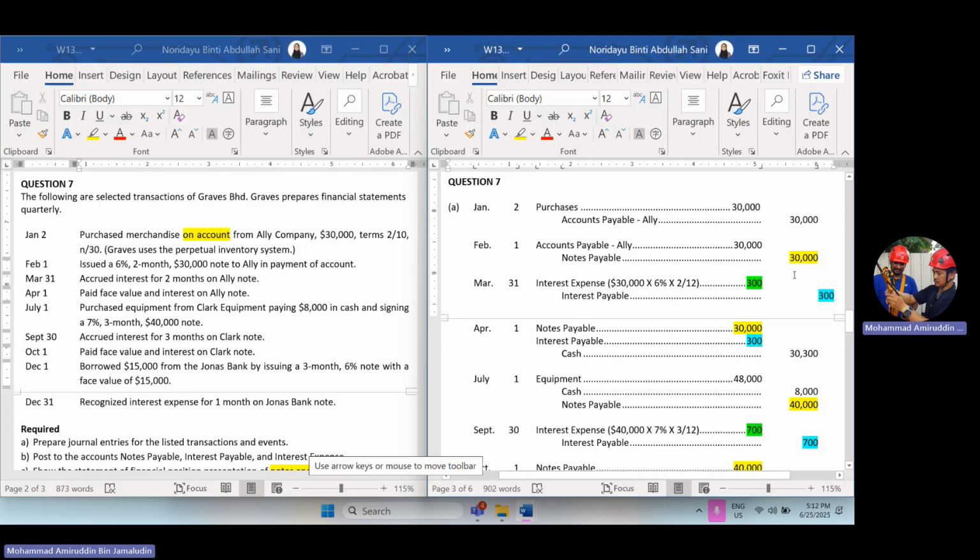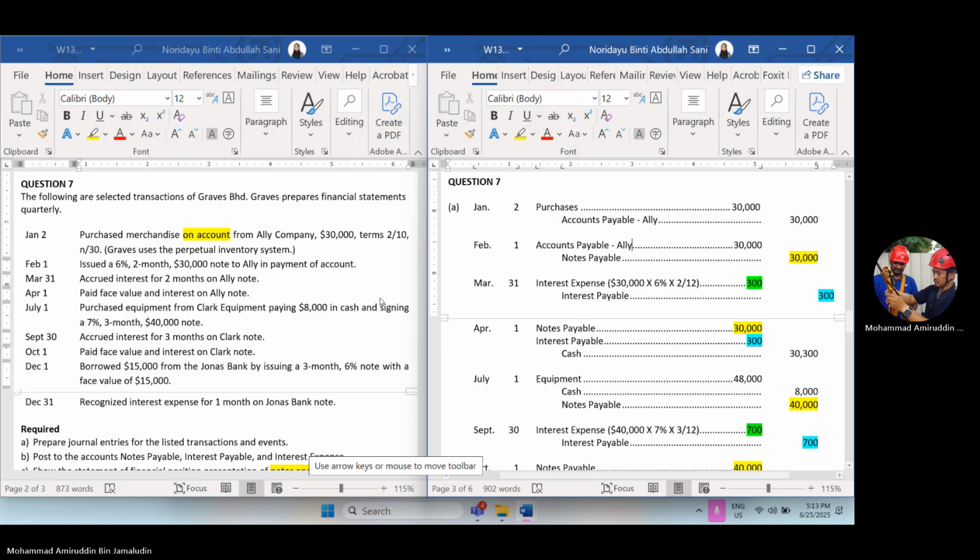Sometimes on the day of the transaction itself, the company issues the notes payable to the vendor, to the supplier. But you may come across a situation whereby you bought on 2nd January, and the following month, 1st February, only then you issue your notes payable. So what will be the effect? This is how it looks. Are you okay? So I cancel off my accounts payable. Now I have the notes payable.